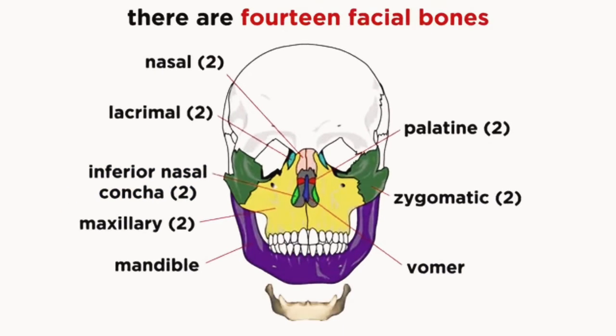Lastly, technically not part of the skull, there is also the hyoid bone, which sits just below the mandible and does not connect with any other bone.